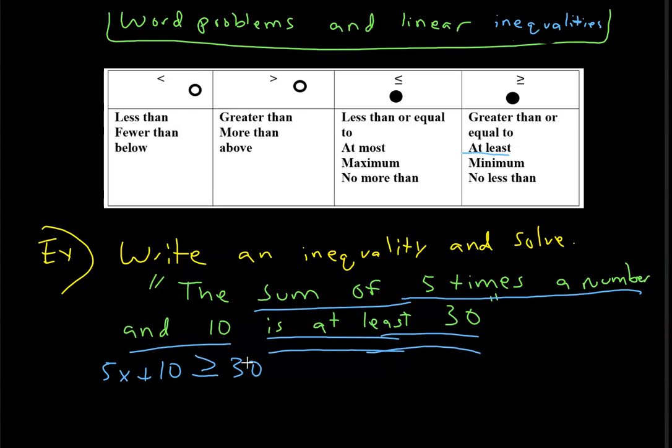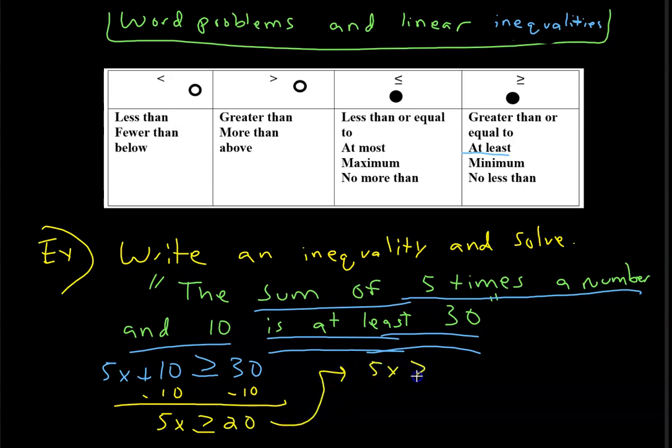So let's solve it. In solving that, I'll subtract 10. So 5x is greater than or equal to 20. I need more space in this, so I'll put it here. If 5x is greater than or equal to 20, I can divide both sides by 5. So x will be greater than or equal to 4. Any number greater than or equal to 4 will satisfy that statement. All right, I'll get that as a note. I'm about to give a new one.